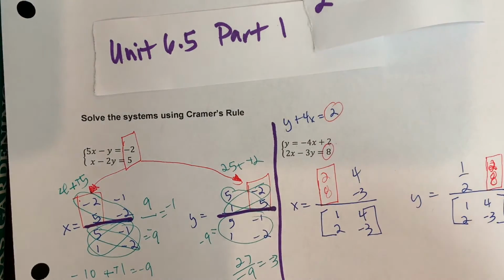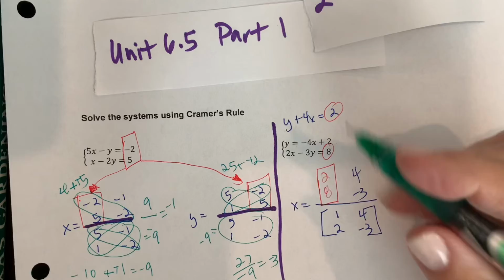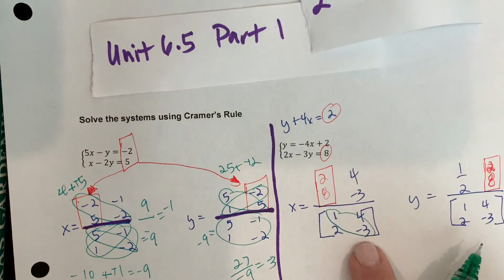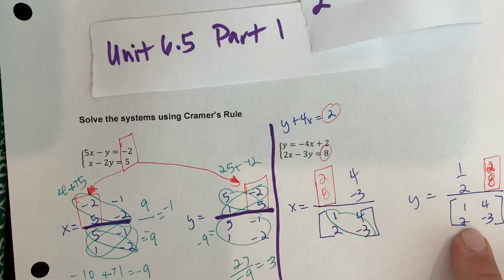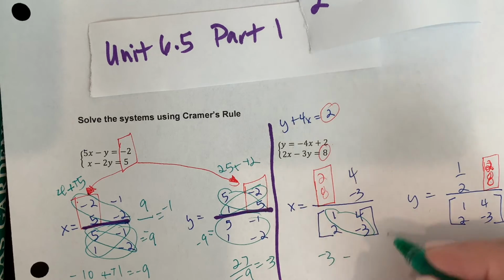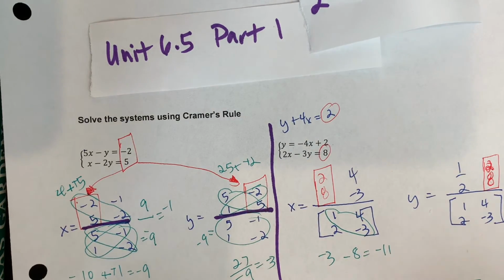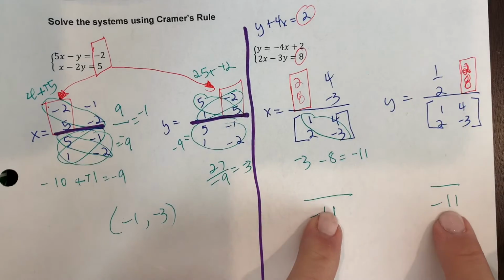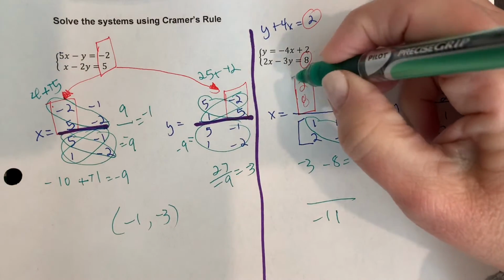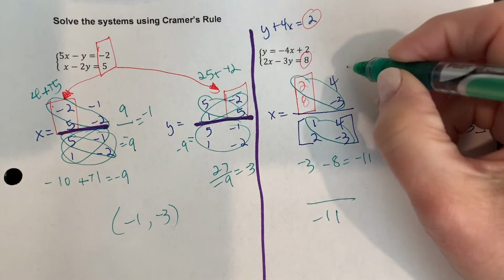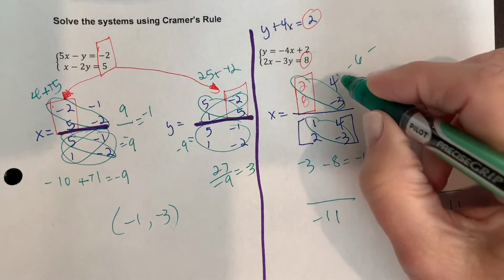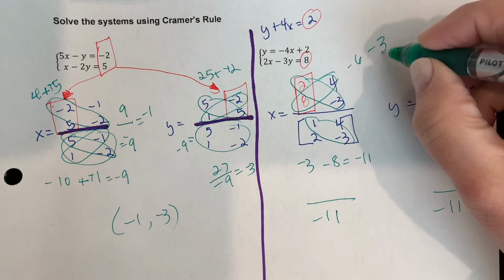Okay, then we just need to find the determinant. So if I find it for this one, I've basically found it for that one. So -3 subtract 8. So that's -11. So that means in both of these cases, -11 is in my denominator. Okay, so now let's find the numerator. So that's -6 minus 32.